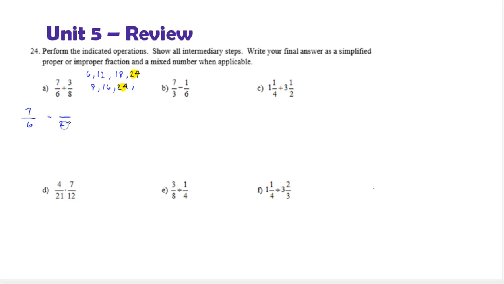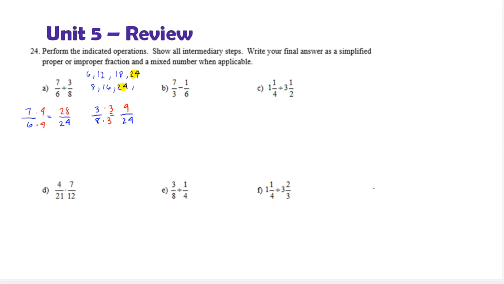To write 7/6 as an equivalent fraction with a denominator of 24, notice to get from 6 to 24 via multiplication, I'd multiply by 4 in the numerator and denominator. So that's 28 over 24. And for 3/8, to get from 8 to 24 via multiplication, I multiply by 3. And I get 9 over 24.